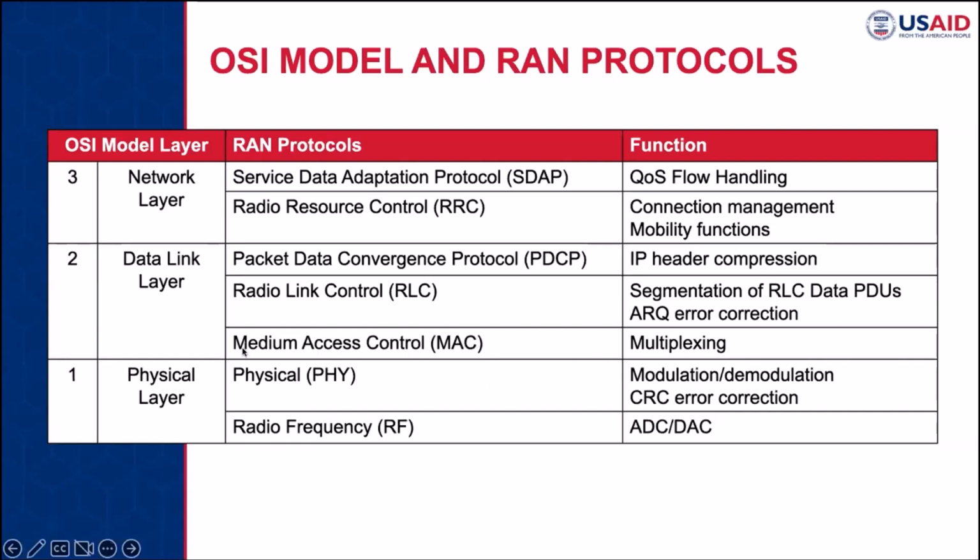Then the hi-fi, the high physical layer, which is just the physical layer in the RAN, is for modulation, demodulation, and CRC error correction. And finally, what is in the RRU is the radio frequency, the one converting analog to digital and from digital to analog as well.